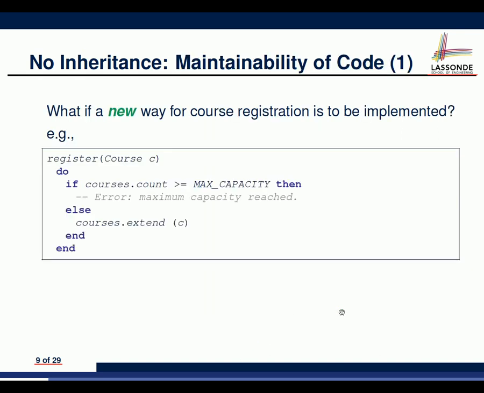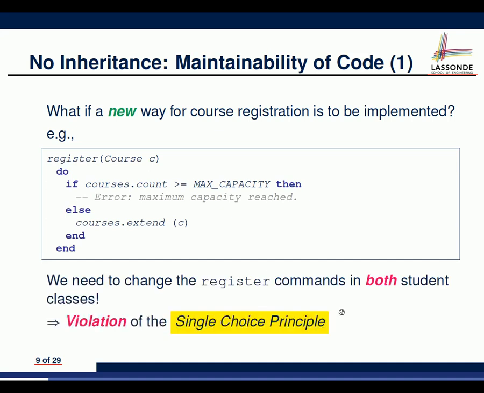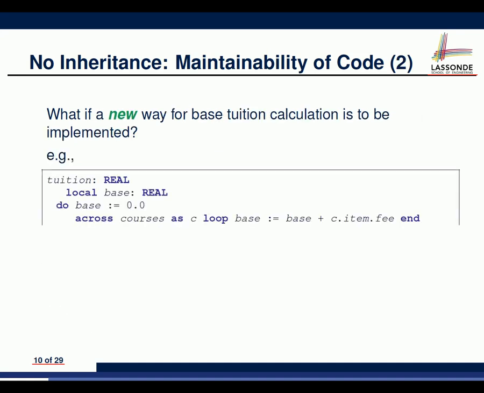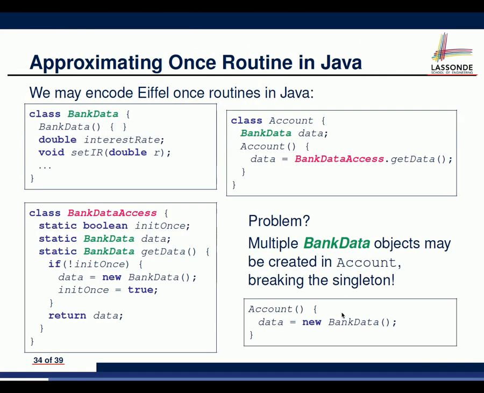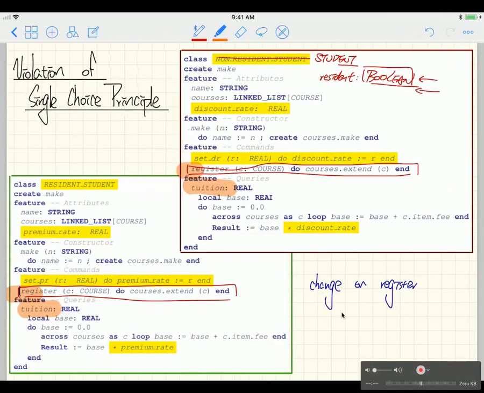Okay? So one example is just about a register method, but there's another example here. It's also about a tuition. Let's say we want to somehow calculate to include the inflation rates, just another concern. So that means we also have to change the tuition here and also the tuition here. Also multiple places we have to change. Oh, sorry about that. Wrong thing. We got to change the tuition here. Also got to change the tuition here. So these are the multiple places we have to change.